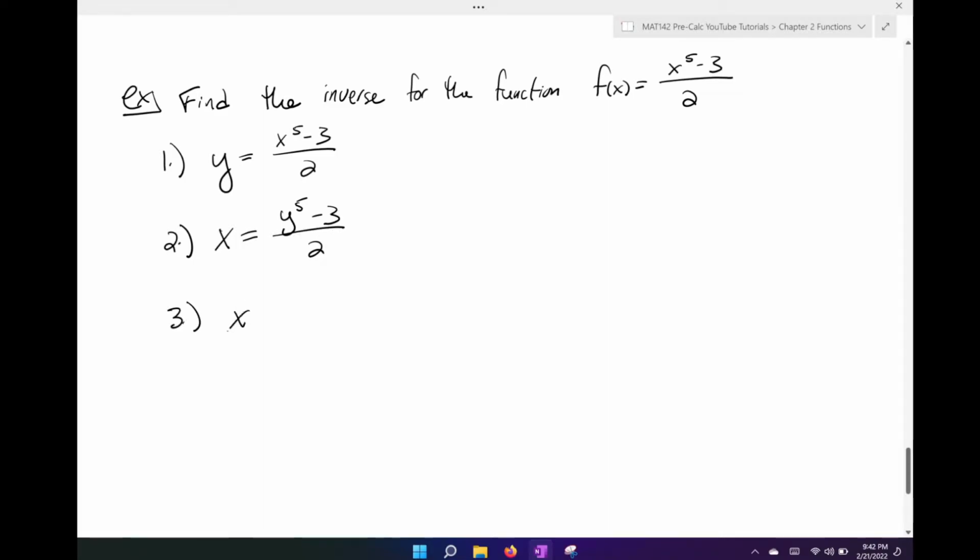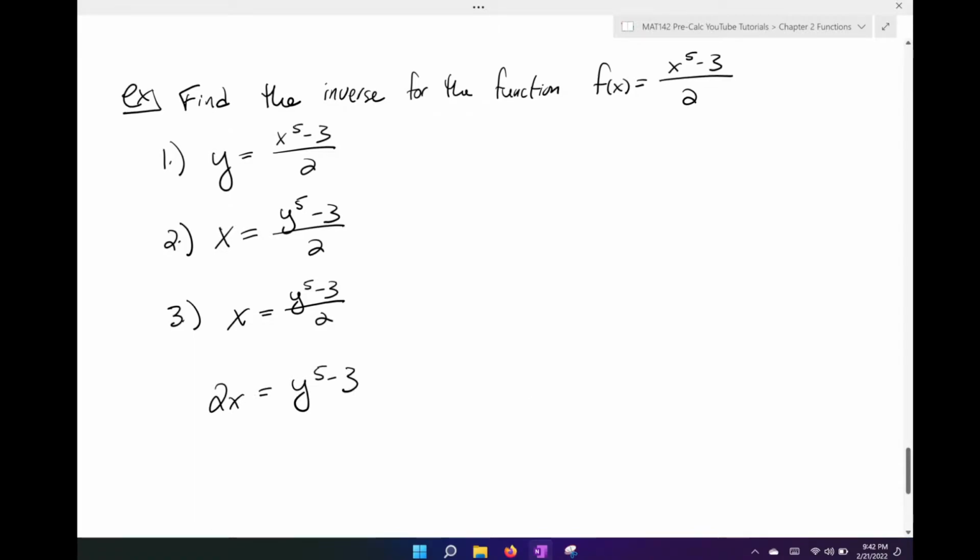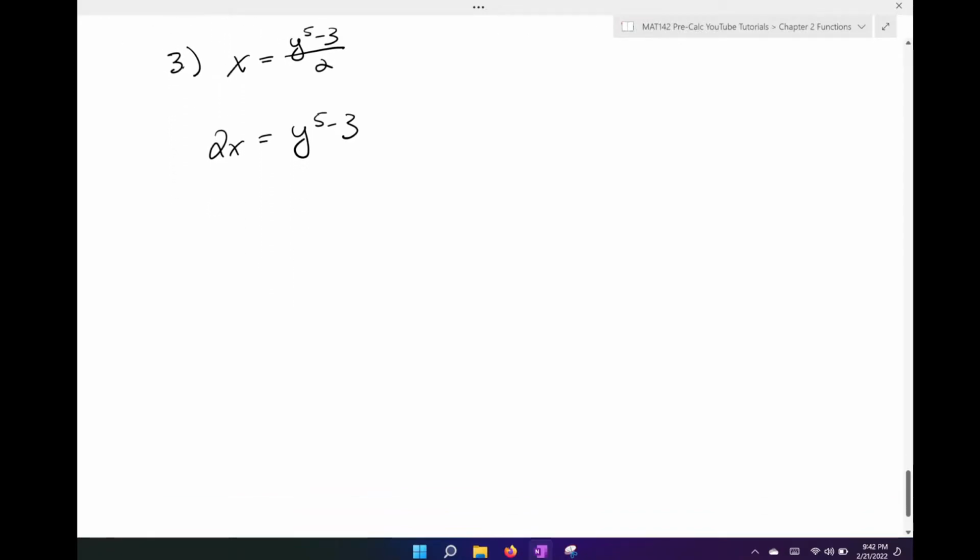I'm just going to rewrite it real quick. (y^5 - 3)/2. Now, to solve for y, I'm going to multiply both sides by 2. All right, that gives me 2x equals y^5 minus 3. Then I'm going to add 3 to both sides. So that gives me 2x plus 3 equals y^5.